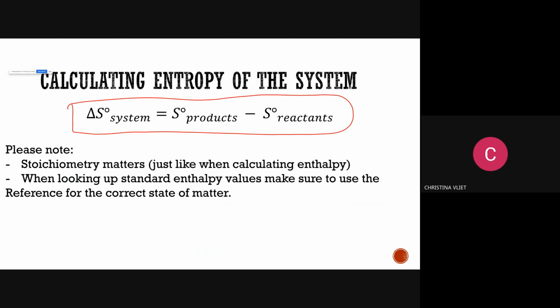Stoichiometry matters, amounts matter. And when looking up your standard entropy values, make sure to use a reference for the correct state of matter. If you look up entropy values online, make sure you're checking whether it's a solid, a liquid, or a gas. For example, H2O solid has a different entropy value than liquid, which has a different entropy value than gas, and temperature affects the entropy values. So be careful when you're looking up values.